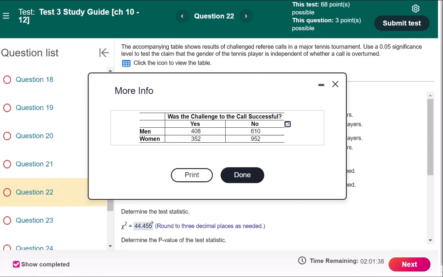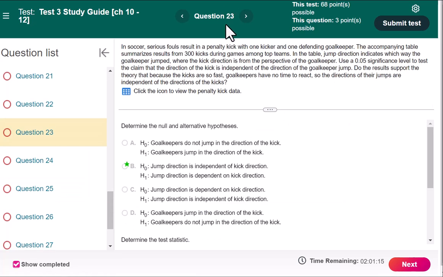All right, this is another one from section 12.2. In soccer, serious fouls result in a penalty kick with one kicker and one defending goalkeeper. The accompanying table summarizes results from 300 kicks during games among top 10 teams. In the table, jump direction indicates which way the goalkeeper jumped, and kick direction is from the perspective of the goalkeeper. Use a 5% level to test the claim that the direction of the kick is independent of the direction of the goalkeeper jump.